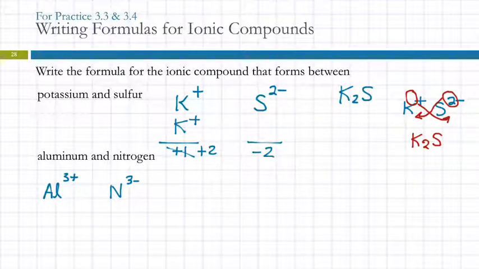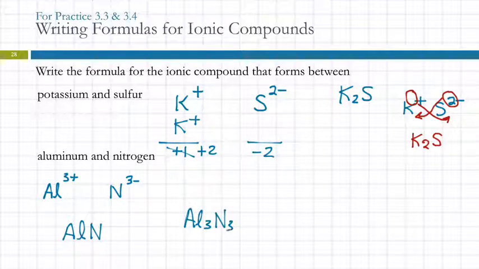Okay, so how do we put these two together so that they're neutral? AlN? Yeah, just AlN. Positive 3 and minus 3. The charges are the same, just opposite in sign. We don't really have to do anything. We just shove them together. So aluminum and nitrogen, AlN. So if you like the crisscross method, when you look at this and see they're both 3, you don't need to crisscross, just shove them together. If you did crisscross, you'd end up with Al3N3, and then you should look at that and say, that's not the lowest ratio. I need to simplify that.